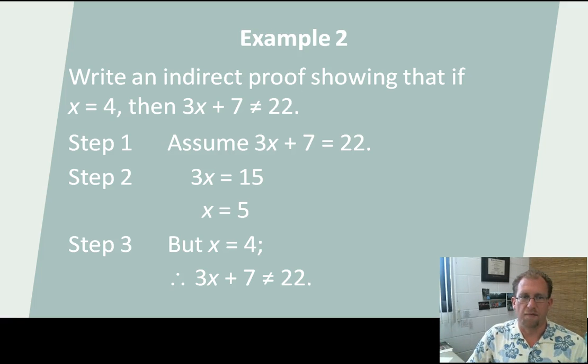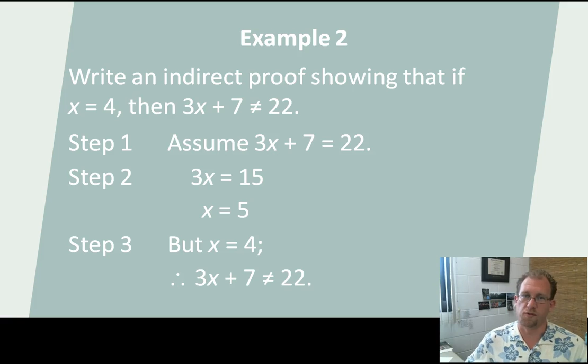Here's an example. You're going to write an indirect proof showing that if x equals 4, then 3x plus 7 is not 22. So I have this statement, 3x plus 7 equals 22, and I am going to go where it tells me to. 3x then equals 15, right? I'm solving for x. x equals 5, and I said, oh no, but x equals 4. I have a contradiction, and so therefore 3x plus 7 is not 22. This is what I was told was true. I assumed that the opposite, equals instead of not equals, was true, and then I showed that I have a contradiction, and therefore the original statement is the one that's true.